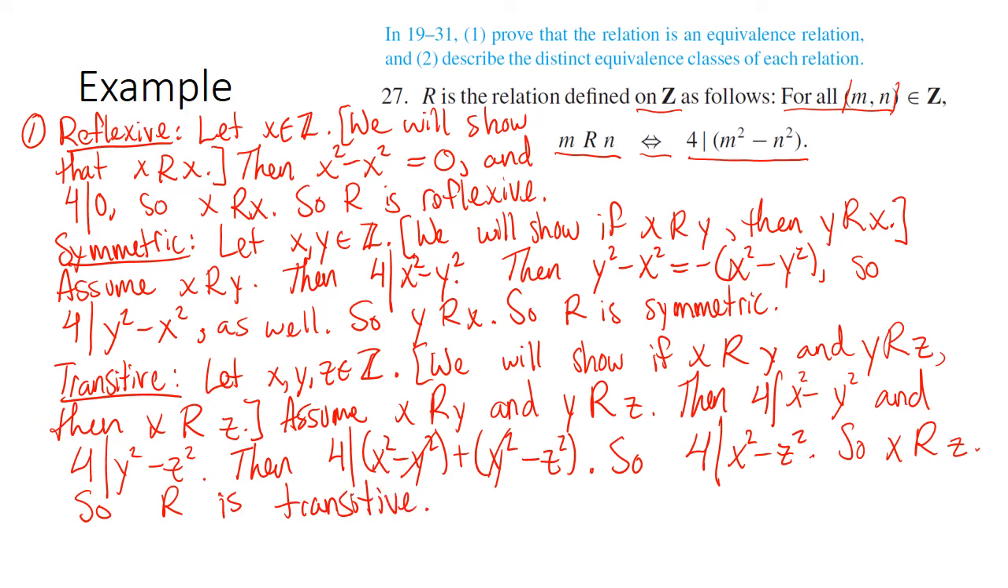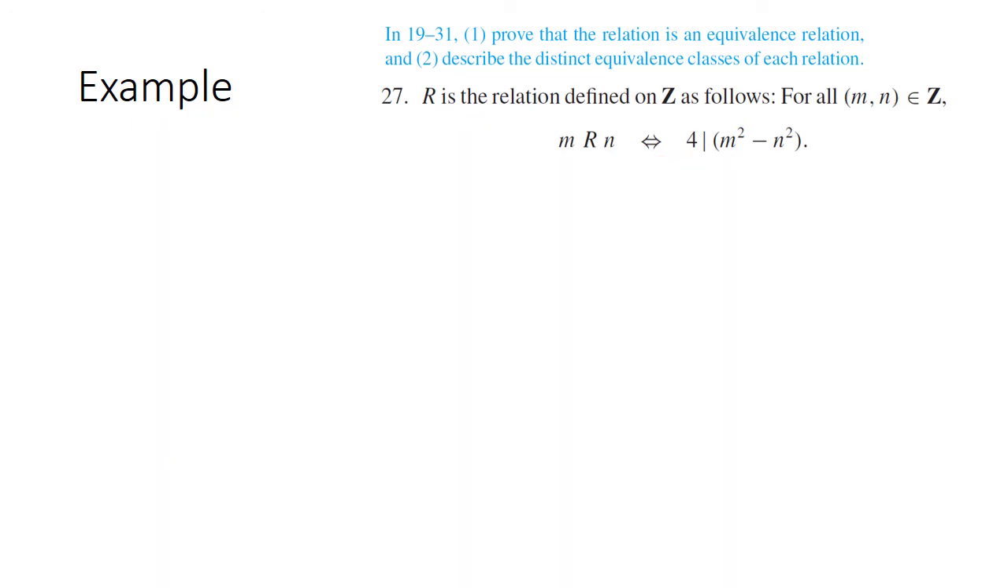Okay, so let's do part 2 on the next slide. Okay, so let's look at part 2 here. For part 2, we're going to describe the distinct equivalence classes of the relation. So this is a relation on all of the integers, so this might be a little bit complicated to figure out, especially since I don't know as much about this relation as about the mod-n relations. But let's give it a try.